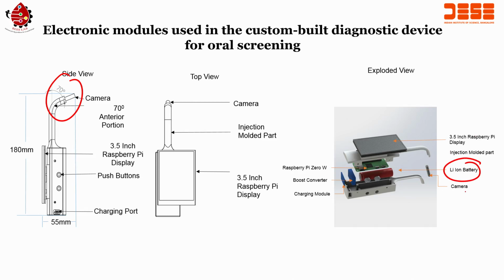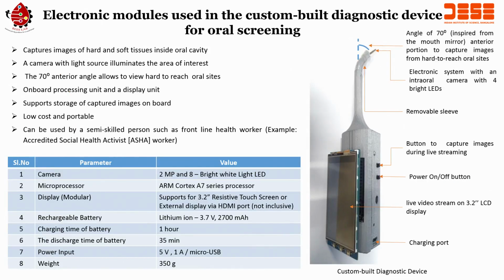We have a lithium ion battery, a camera, a charging module, a boost converter, and a Raspberry Pi Zero to store the images as well. So, if I talk about it further, capturing images of hard and soft tissues inside the oral cavity is possible. With this, a camera with a light source illuminates the region of interest, that is the 70-degree anterior angle.